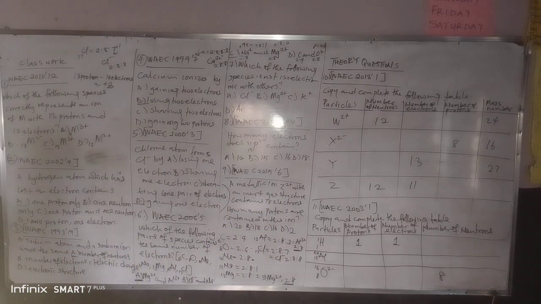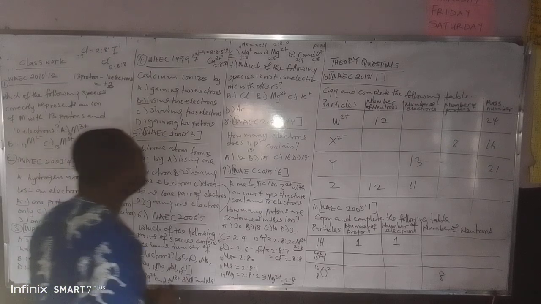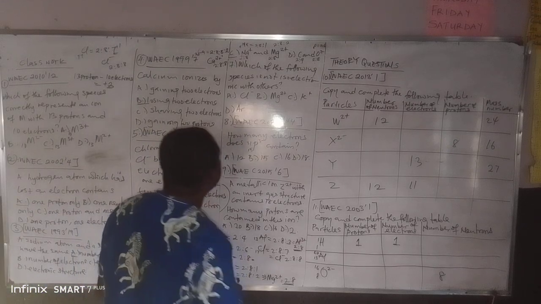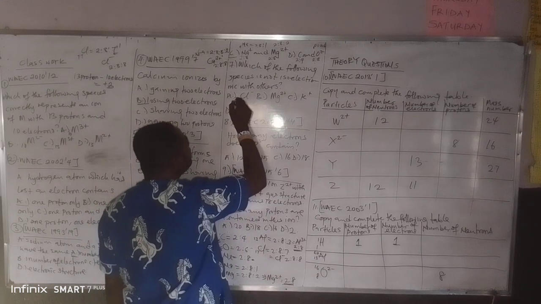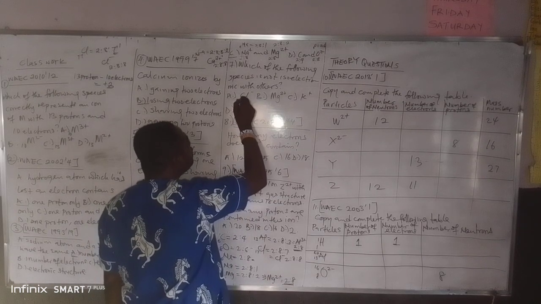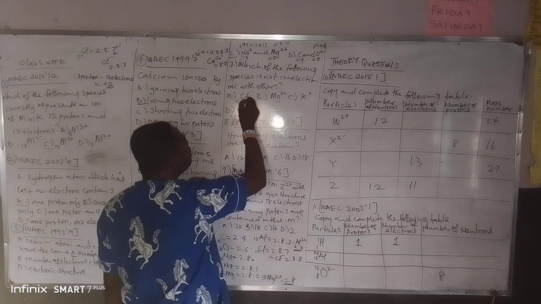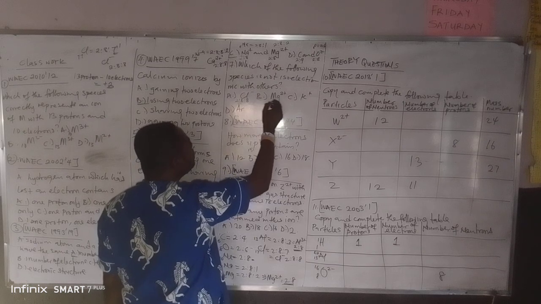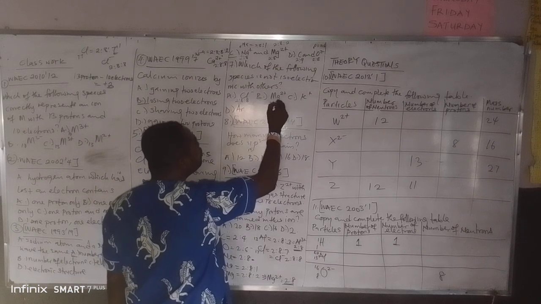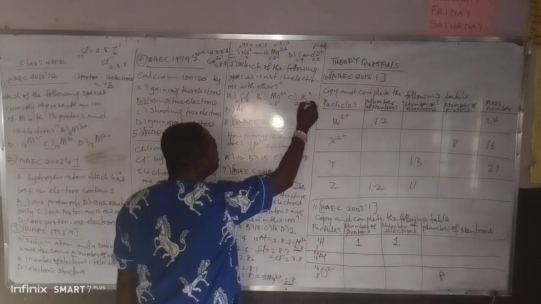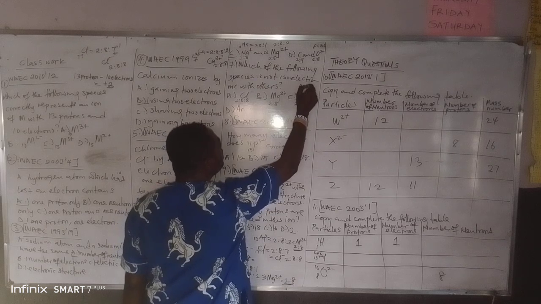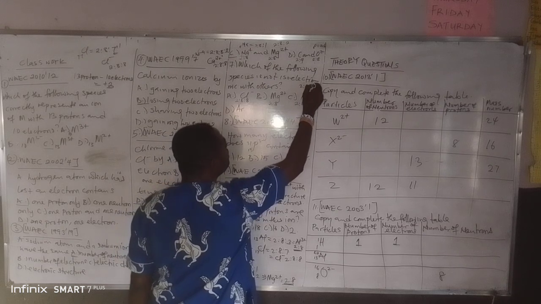Now, number 7, which of the following species is not isoelectronic with others? That is, does not have the same electronic configuration as the others. Chlorine is 17, don't forget. That's 2, 8. It borrowed 1 to form this. Magnesium is 2, 8. It used to be 2, 8, 2 before. It has lost 2. Potassium is 2, 8, 8. It's supposed to be 2, 8, 8, 1.